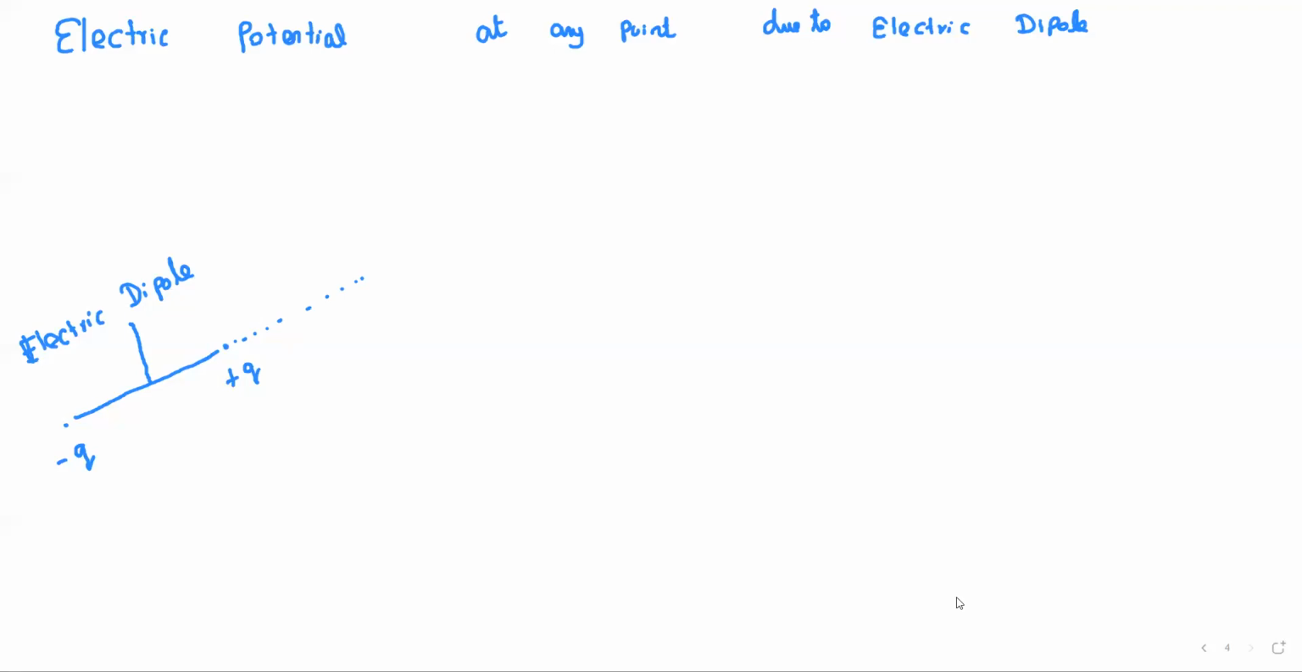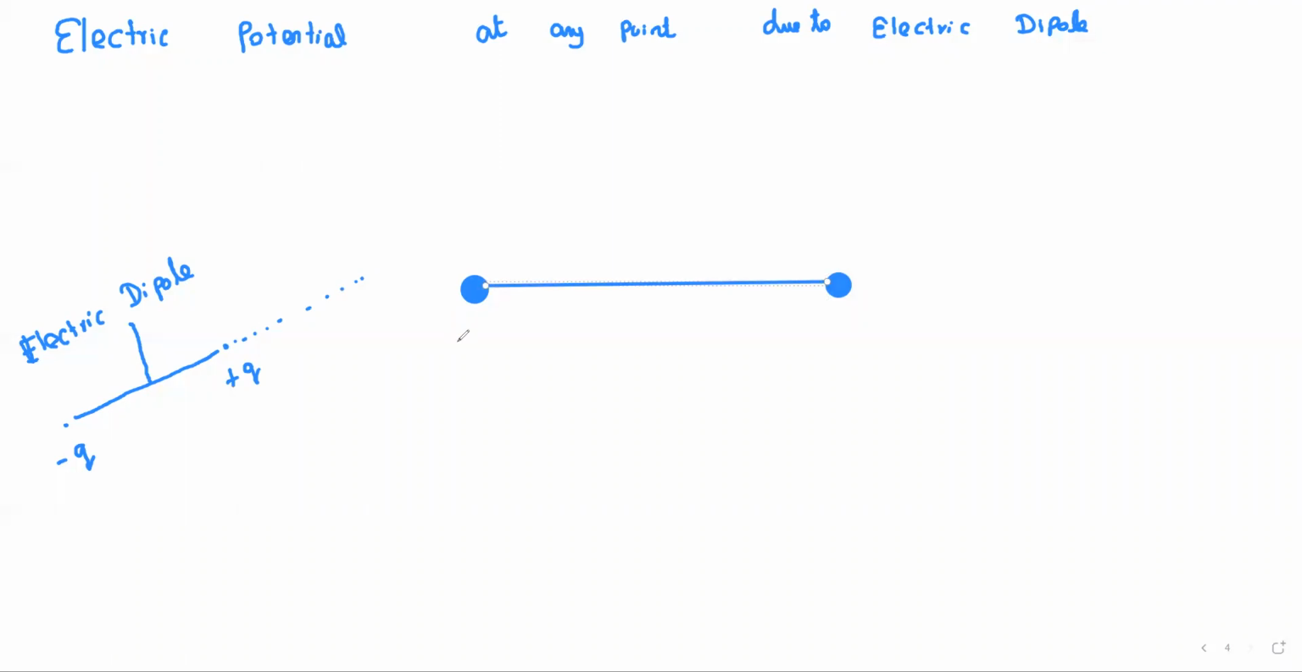Now, for this question, the diagram is very important because we have 2 charges. One is minus Q and another one is plus Q. Both are separated by some distance, and basically we denote the distance.